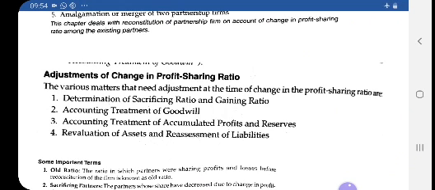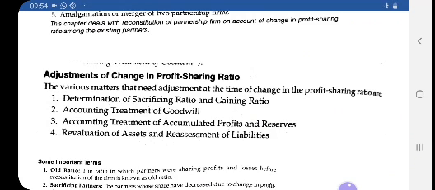In the first step you have already calculated the proportion. Then in the second step, with the value of goodwill, you find out the proportion of gaining and sacrificing partners, and then you pass the entry. What will be the entry? The gaining partner's capital account will be debited with that proportionate amount, and the sacrificing partner will be credited with that proportionate amount. I'm just telling you one example.